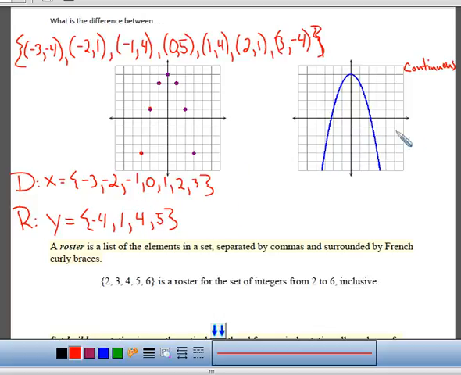Now, when we look at the continuous graph, by the way, put some arrows here because this keeps on going. The domain for this, all the x values, now this is going to blow some of your minds, is the set of all x such that we go from negative infinity up to positive infinity.